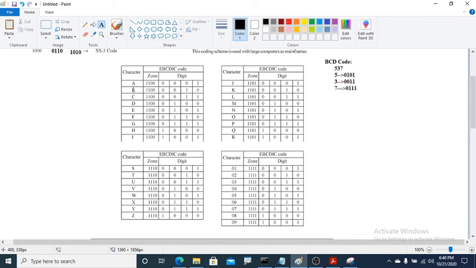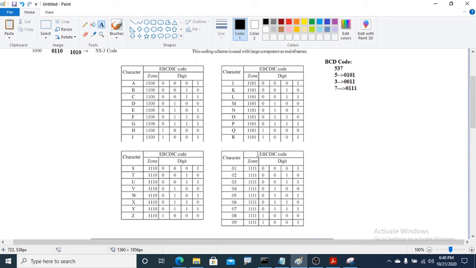As we discussed in BCD code, the same representation from A to I, but the zone is different here. The zone is 1 1 0 0 for A to I. From J to R the zone is 1 1 0 1, and from S to Z the zone is 1 1 1 0. For 0 to 9 the zone is 1 1 1 1.